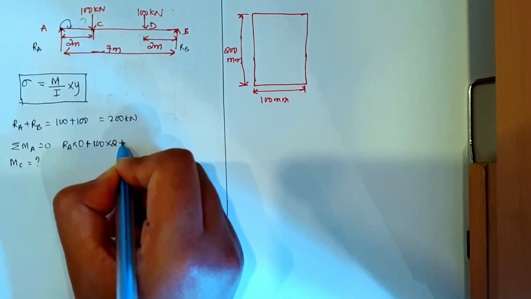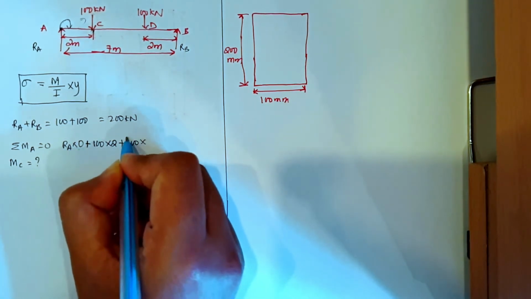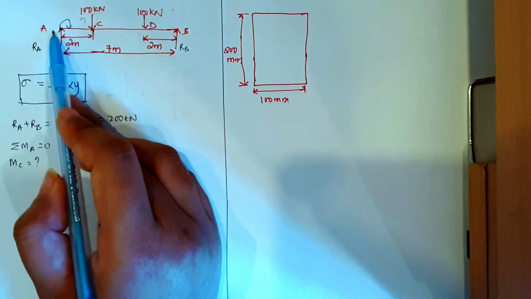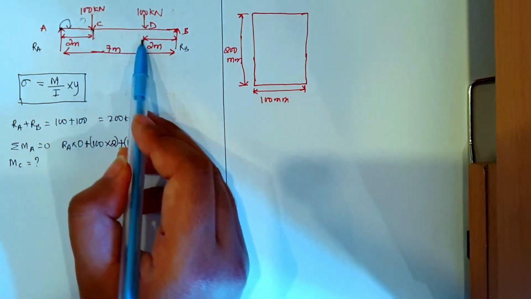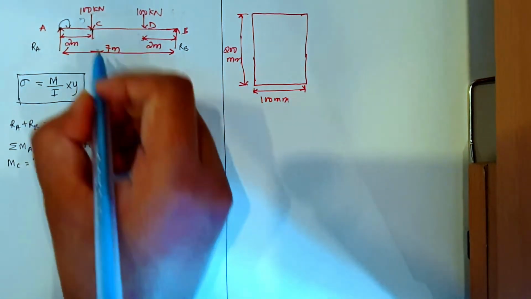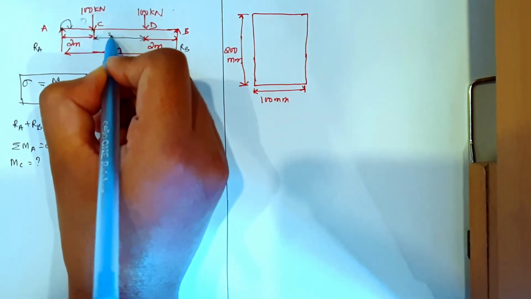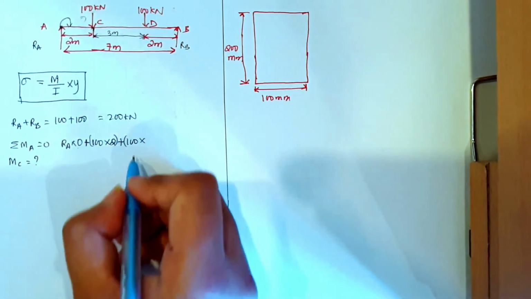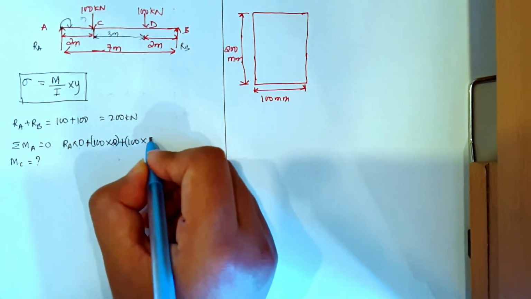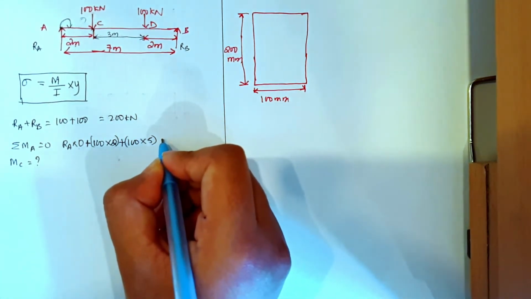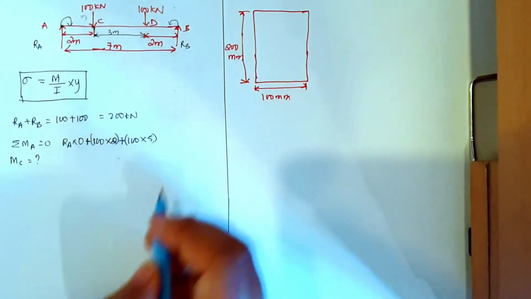So I have again plus 100 into, now what is the distance from D to A, the distance in between? If 2 plus 2 is 4, then the remaining is 7 minus 4, I have 3 meter, so 3 plus 2 is 5, so distance is 5. Then this RB will go like this, right?